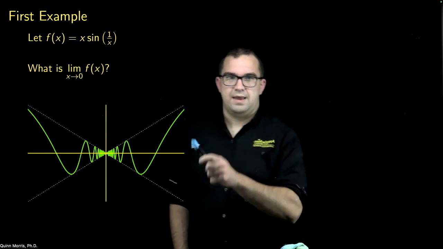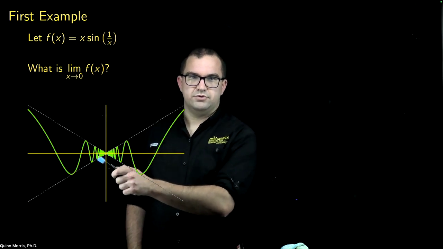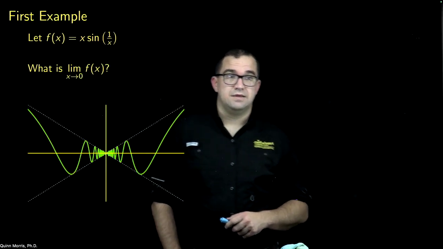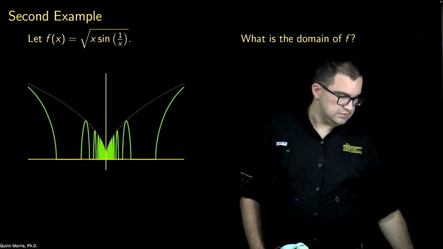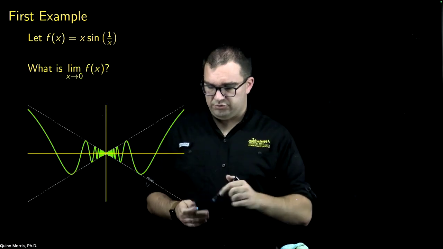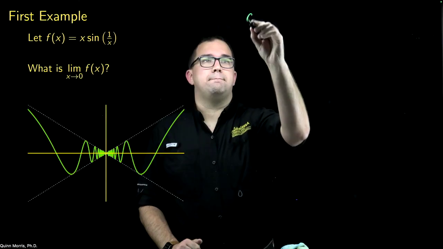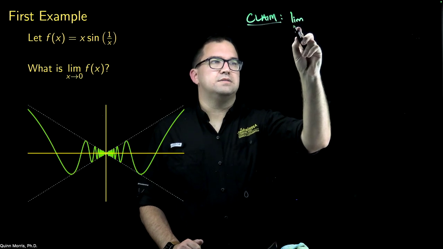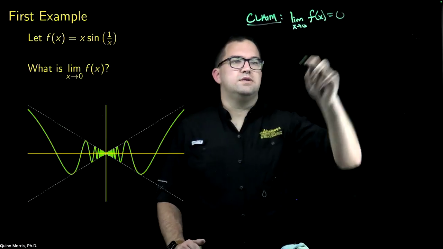And if I just examine this, as x is approaching 0, it does seem like my function values are getting smaller and smaller and approaching 0 as well. So my guess is that, in fact, the limit as x approaches 0 of f of x is 0. So that being my guess, let's see if we can prove that now. I'm going to claim that the limit as x approaches 0 of f of x is equal to 0.